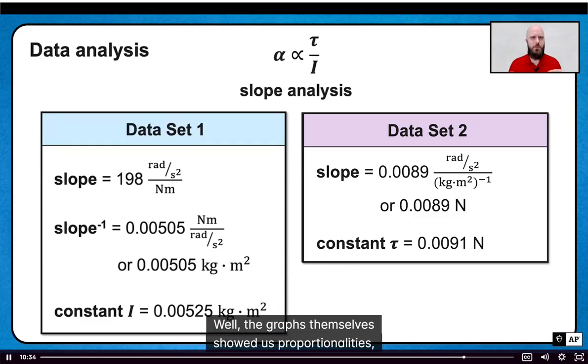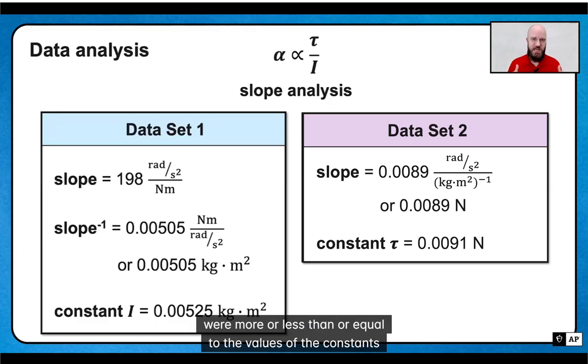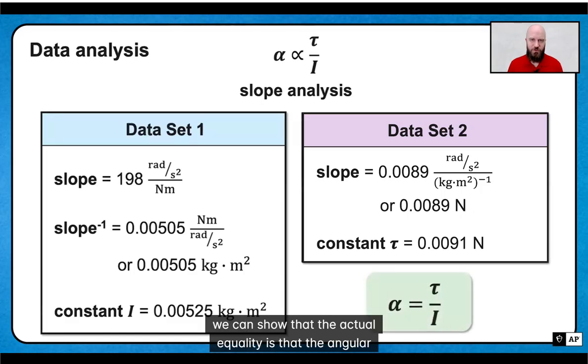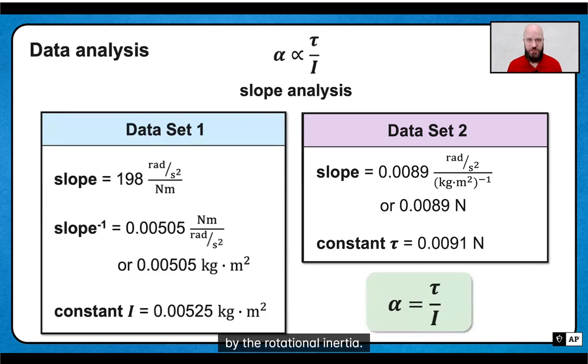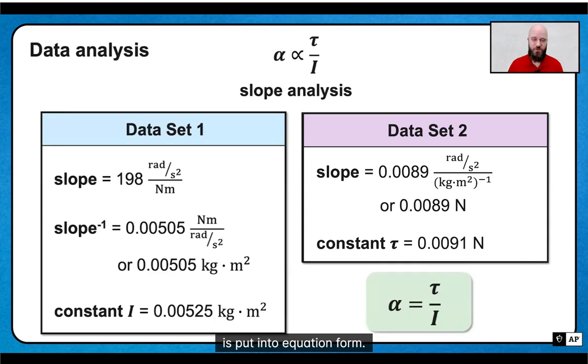Well, the graphs themselves showed us proportionalities, but by proving the values of the slopes were more or less equal to the values of the constants or the inverse of the constants that we were applying, we can show that the actual equality is that the angular acceleration is equal to the net torque divided by the rotational inertia. And this is where Newton's second law for rotating systems is put into equation form.